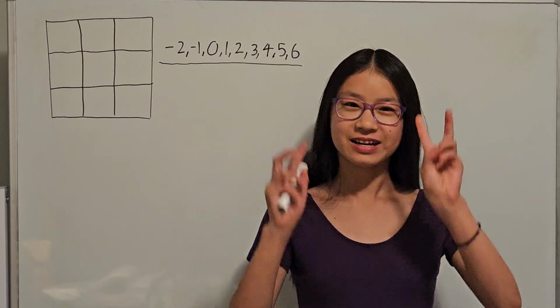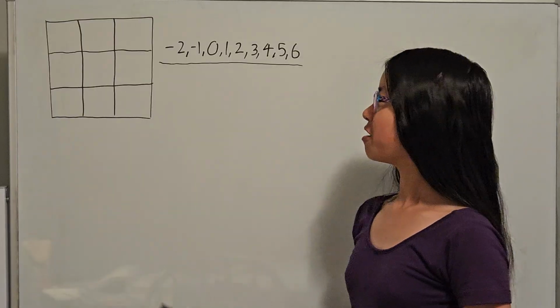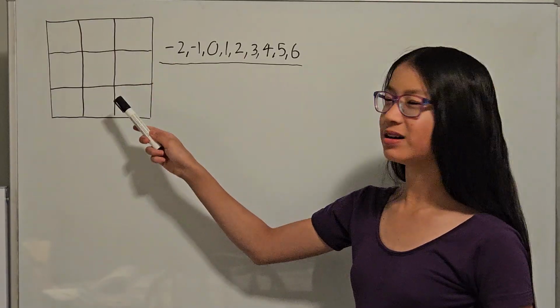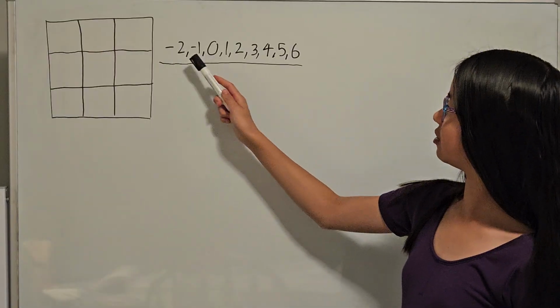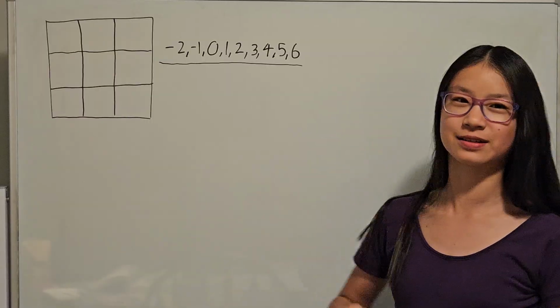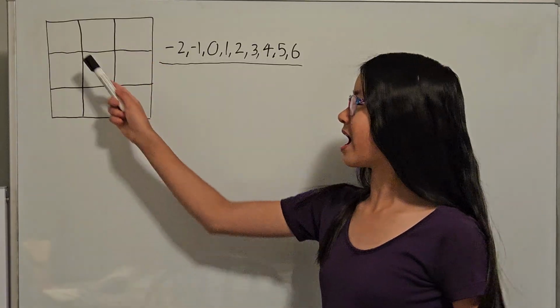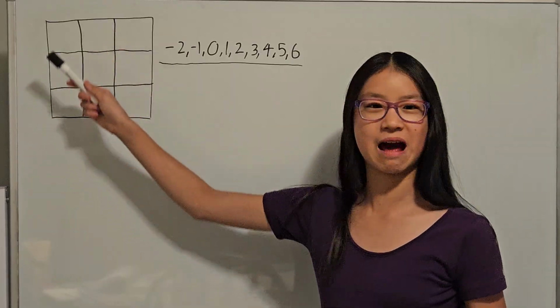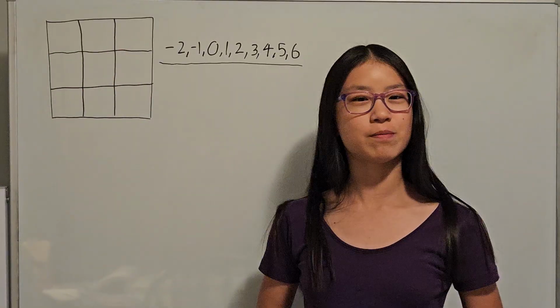Today we have an easy elementary school math problem. So we have a 3x3 grid and then we have to put numbers in it. The number options are -2, -1, 0, 1, 2, 3, 4, 5, and 6. So we have to put a number in each box so that every row, every column, and every diagonal equals 6.